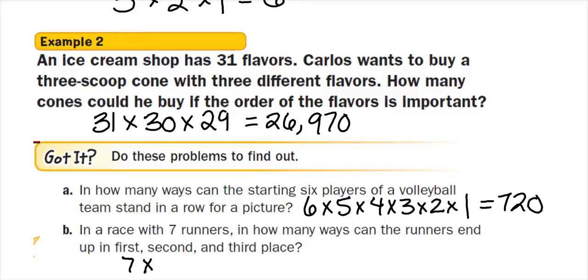Okay, then the second person comes in. Well, one person's already finished, so how many possibly could end up in second place? There's only 6 people left. Okay, they're cooling down. The next person comes in, and the only number left to pick from is 5. All right, and then that's it. So we're going to take 7 times 6 times 5, so that's 42 times 5, and that should come out to 210.